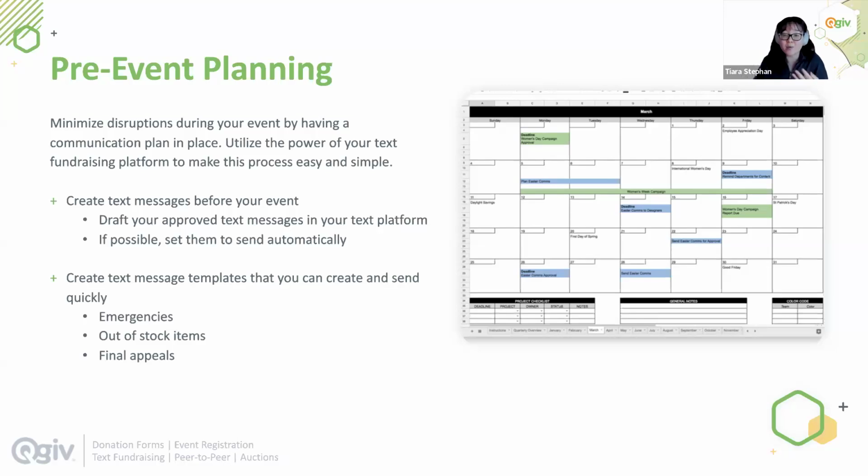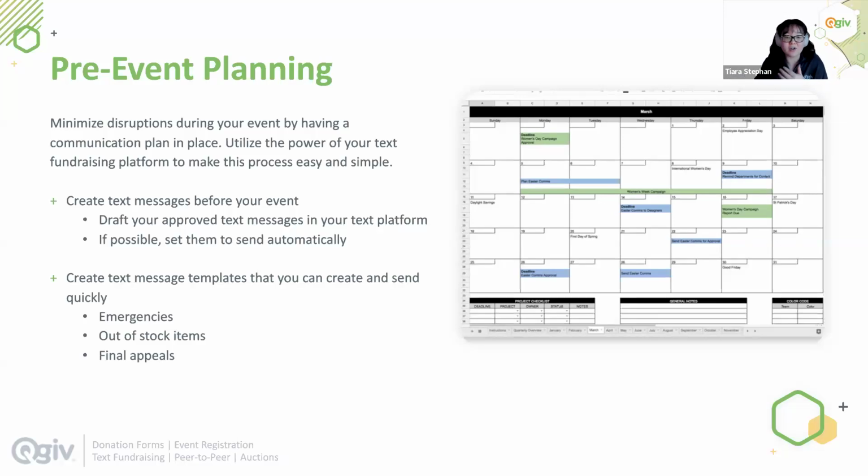So deciding how many text messages you want to send out ahead of time ensures that everybody is focused on the event, and you're using the text messages to let them know about things that are coming up, the flow of your event, any information that might be helpful to send via text. You can draft your approved text messages in your text platform. And then if your text platform offers it, you want to set them to send automatically throughout your event, so you can focus on the important things. You don't have to stand by your laptop and make sure things are going out at the right time.